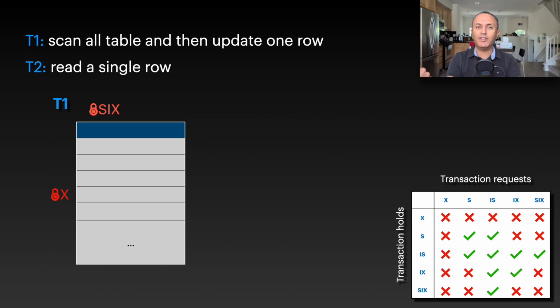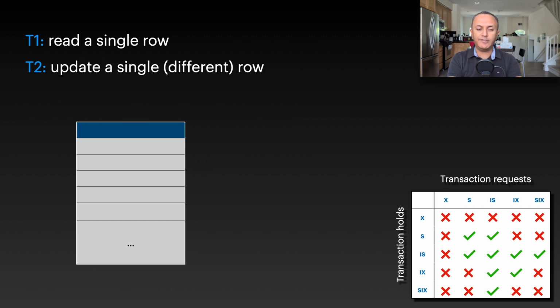Now T2 wants to read a single row. In the past we would say that it wants to request an S lock on the row that it wants to read, but for that to happen, it needs to request an IS lock at the table level, so an intent shared lock. First of all, look at the compatibility matrix. Is that compatible with the SIX lock or not? Yes, they are. So then T2 can proceed, and it will request the S lock at the row level. This way, both transactions are able to proceed, and we don't need to request too many locks.